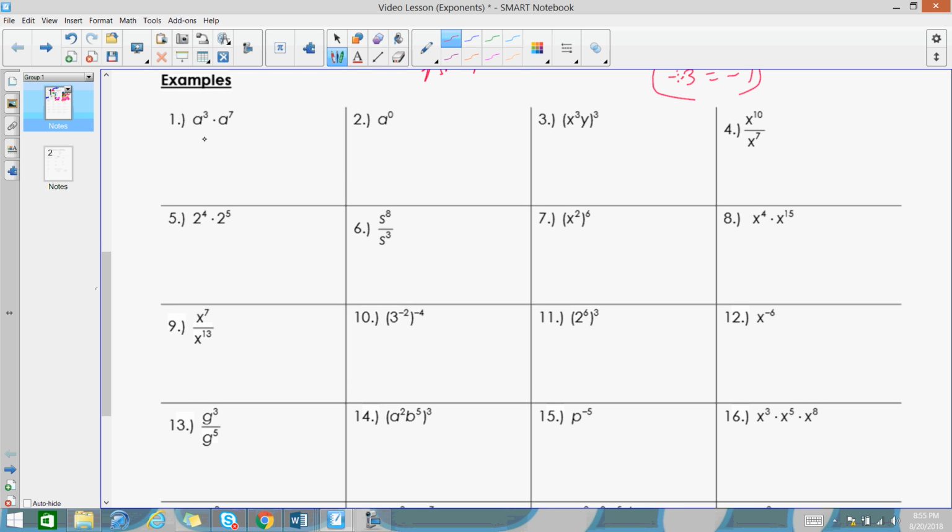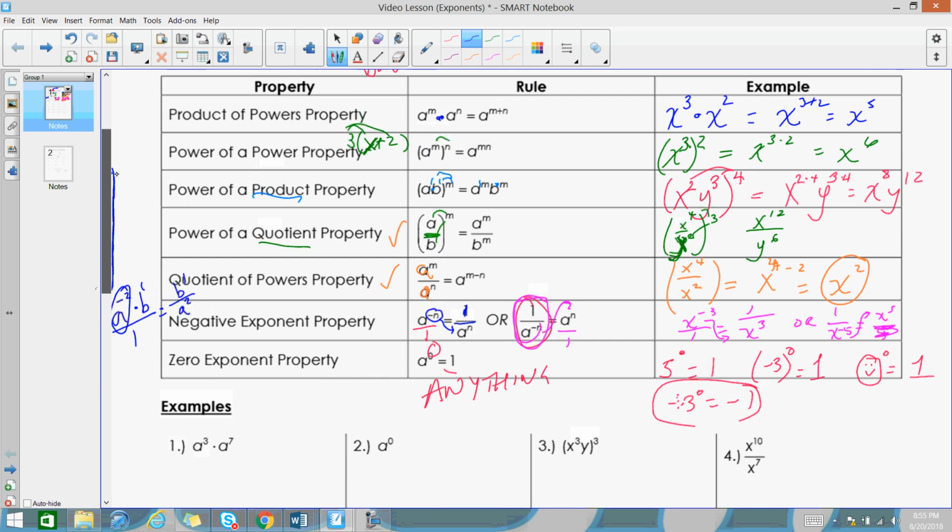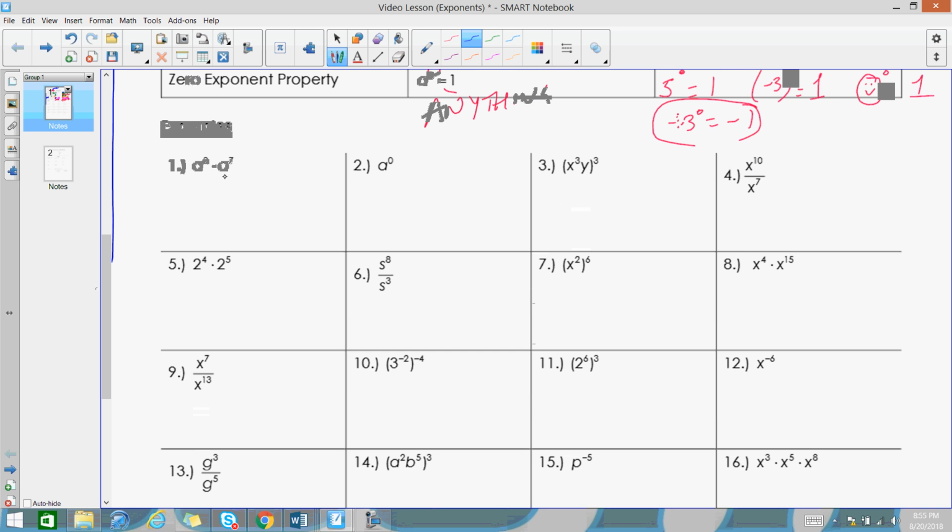So let's start with number 1. We have a to the third power times a to the 7th power. So this is the product of powers. Basically we are multiplying two terms with exponents, so we don't multiply the exponents, we add them together. It's a to the 3 plus 7, which is a to the 10th power.